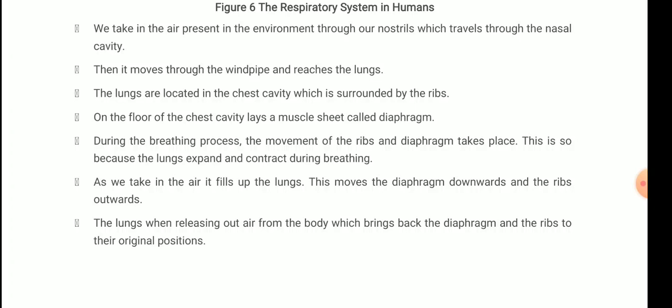As we take in the air, it fills up the lungs. This moves the diaphragm downwards and the ribs outwards. This point is very important, students. I'm again telling you because it can be asked what happens to the position of the diaphragm and ribs during the inhalation process. So you need to know that the diaphragm moves downwards and the ribs outwards, and when the air is released out of the body, it brings back the diaphragm and ribs to their original position.